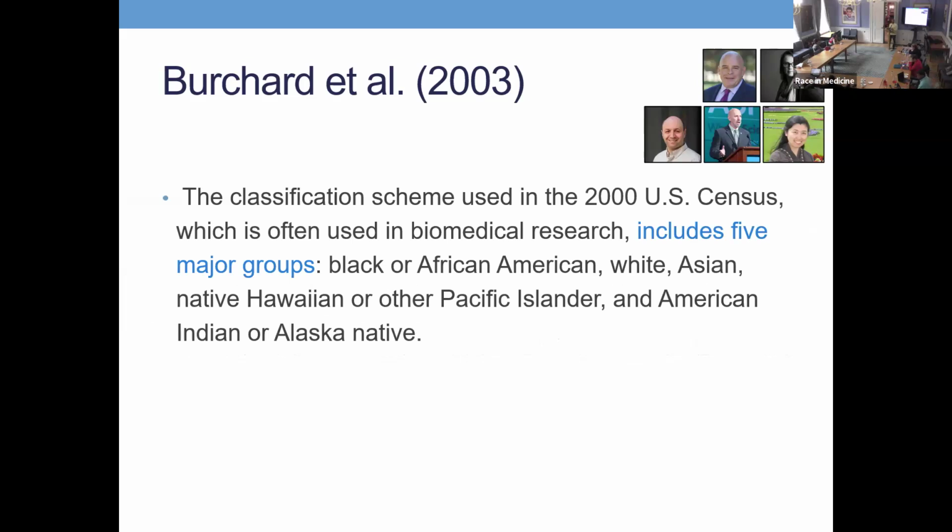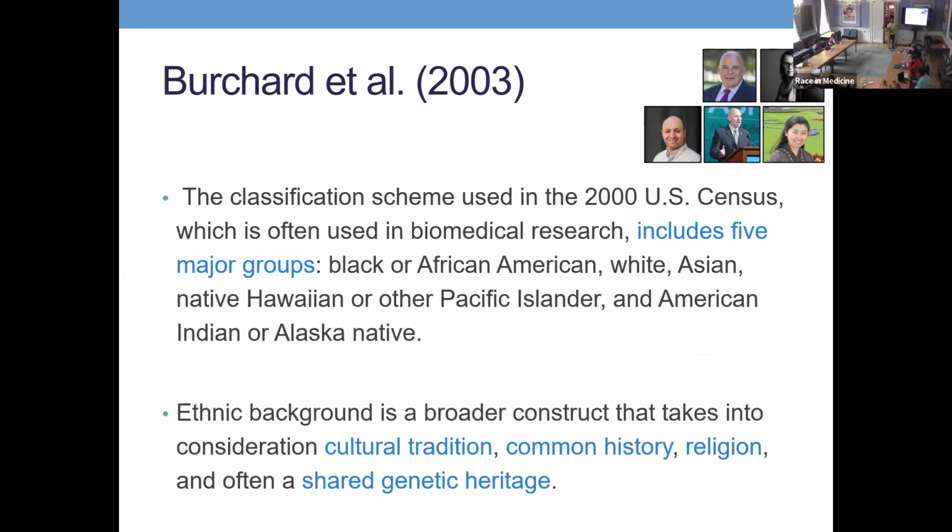If you're familiar with the US Census, the pre-2030 census, you got the 5 groups. Ethnic background is a broader construct that takes into consideration culture, tradition, common history, religion, and often a shared genetic heritage. Something's hard to kind of square the circle.